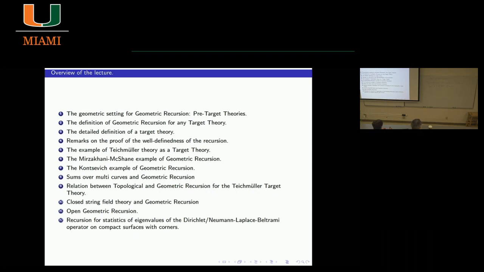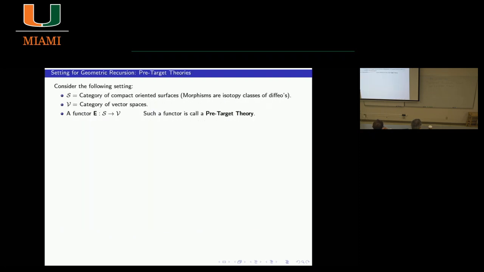And then I will show you open geometric recursion, and how that leads to a recursion for statistics of eigenvalues of the Dirichlet-Neumann Laplace-Beltrami operator on a compact surface with corners. Okay, so let's get started.